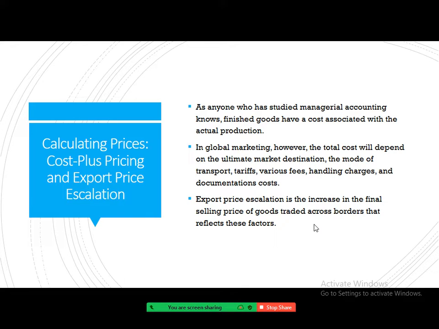Anyone who has studied managerial accounting knows that finished goods have a cost associated with their actual production. In global marketing, however, the total cost will depend on the ultimate market destination, plus the mode of transport, tariffs, various fees, handling charges, and documentation costs, etc. So export price escalation is the increase in the final selling price of goods traded across borders and reflects these factors.